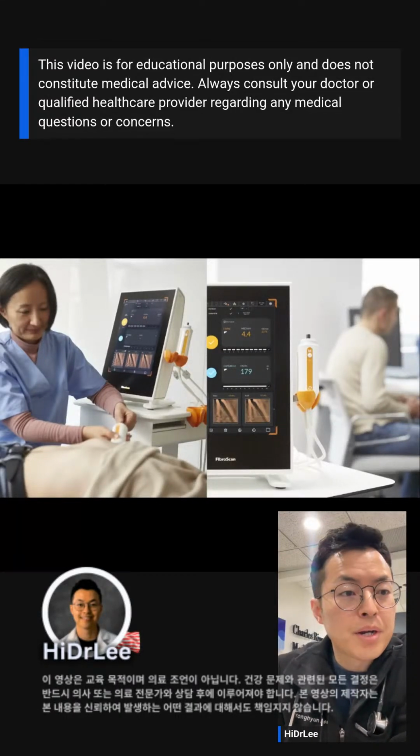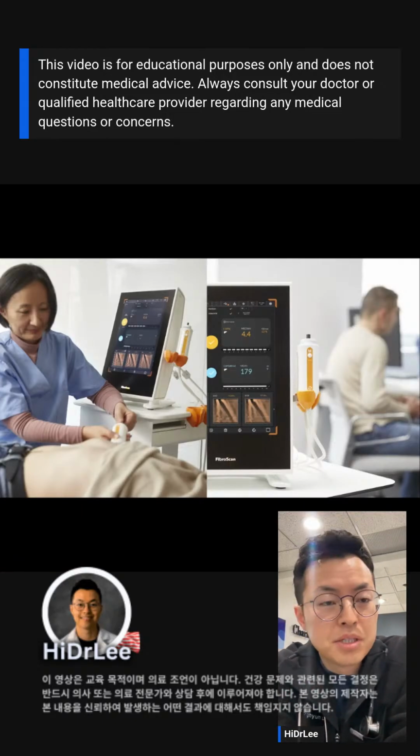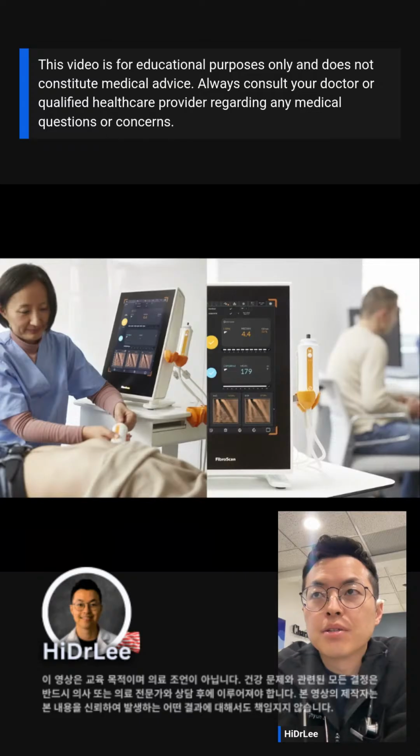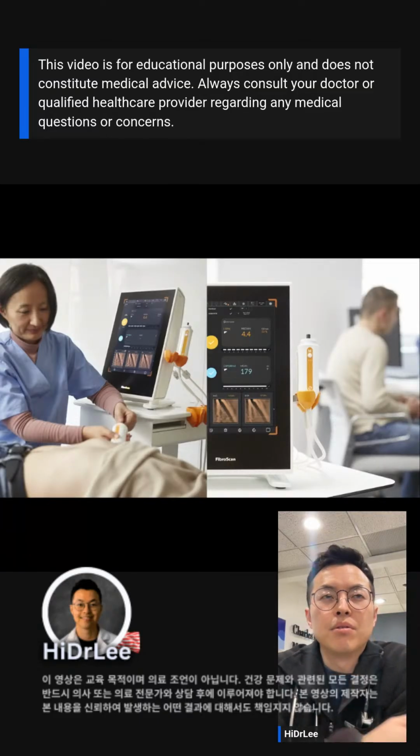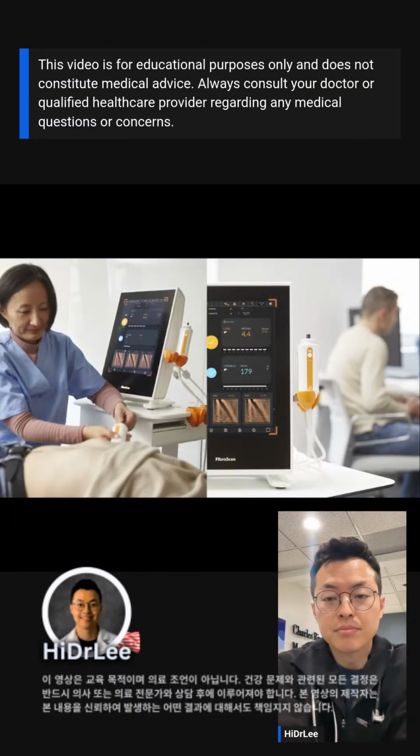Today, we're going to introduce some updates in our obesity clinic. The machine you are looking at now is called Fibroscan. Fibroscan is a tool we use to monitor and measure the amount of fat in the liver.